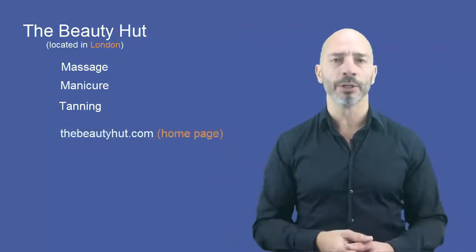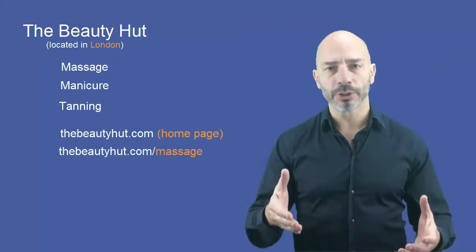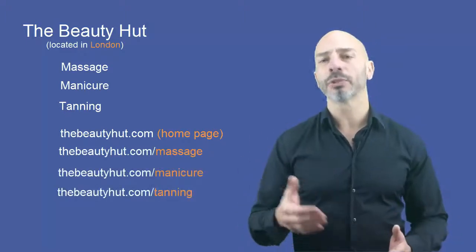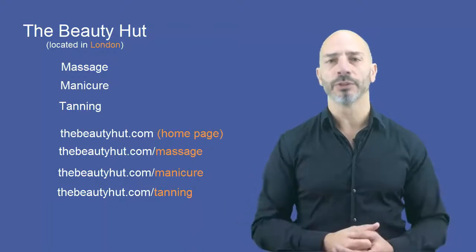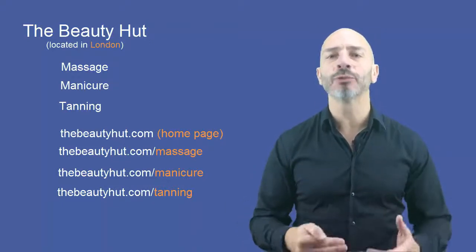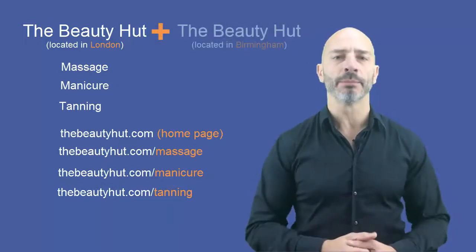thebeautyhut.com would be your homepage. thebeautyhut.com/massage, thebeautyhut.com/manicure, thebeautyhut.com/tanning would be the pages for these services. Let's imagine now that you are doing very well and decide to open a second branch in Birmingham this time.